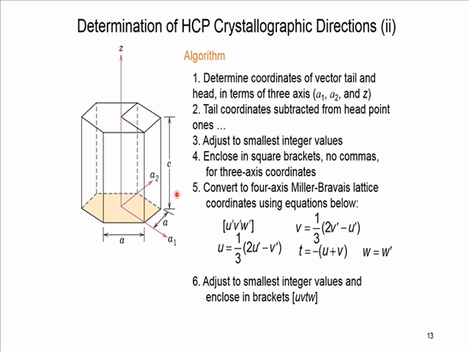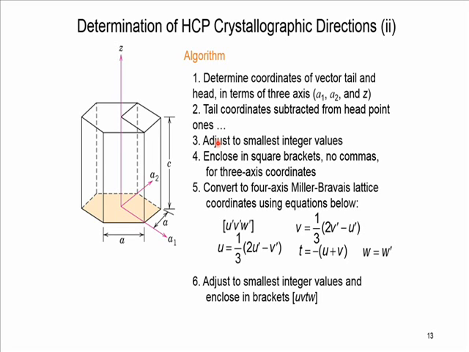The third step is adjusting to smallest integer value. By smallest integer value, we mean that we exclude the value 0, and then we find the smallest value among the rest, and we multiply it so that the smallest value becomes 1. Of course, the rest are going to be bigger than 1.